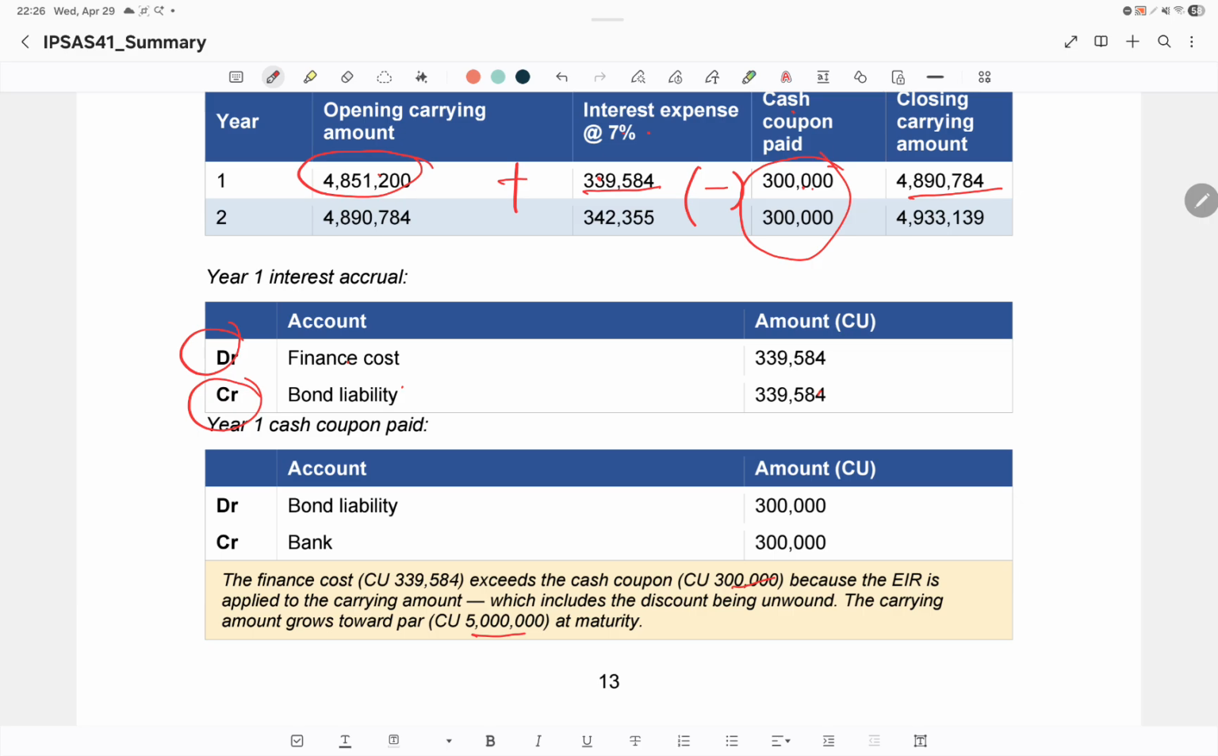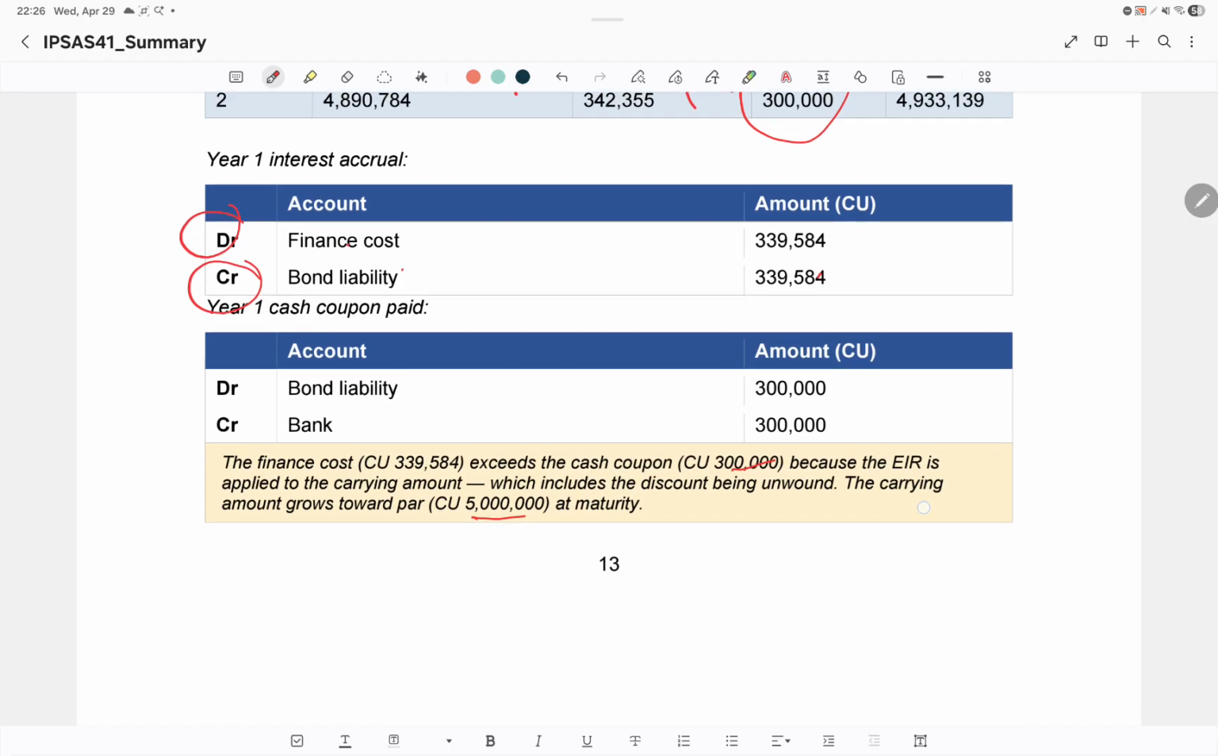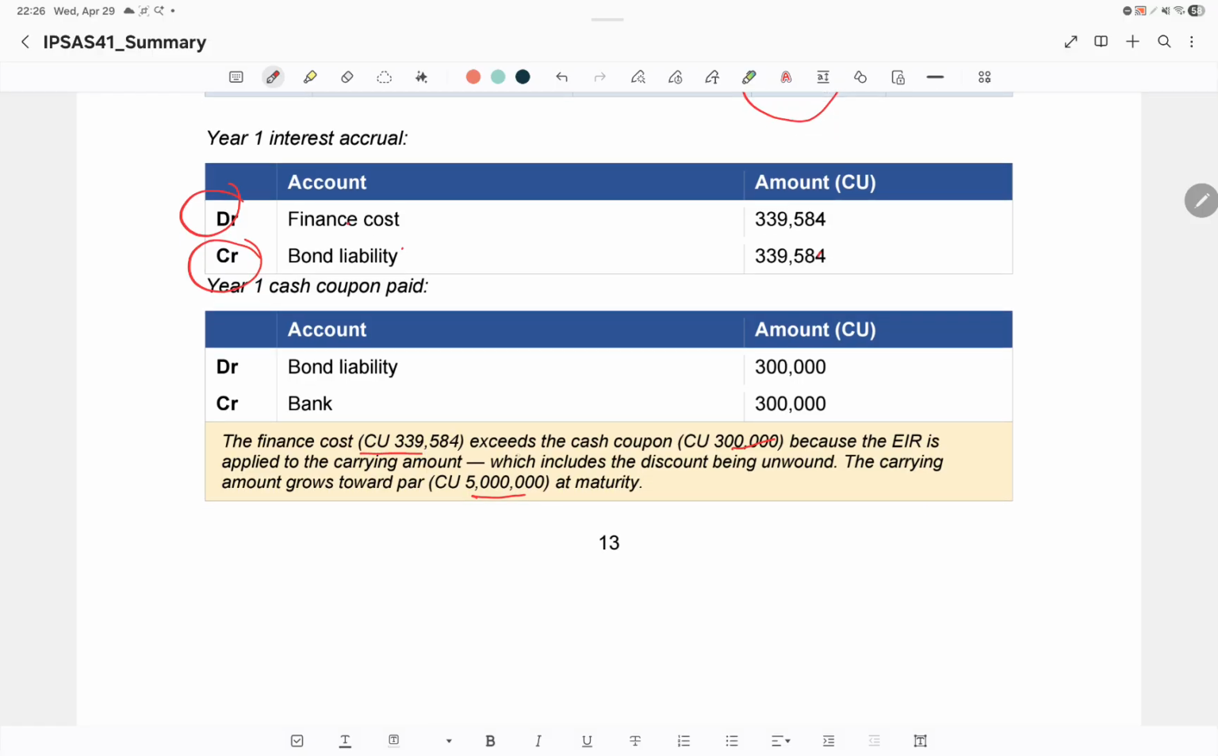The payment, what happens to the payment? You reduce the liability by 300,000 and also reduce your bank. So debit bond liability, credit bank. The finance cost 339 exceeds the cash coupon because the effective rate is applied to the carrying amount, which includes the discount being unwound. The carrying amount grows towards 5 million at maturity.